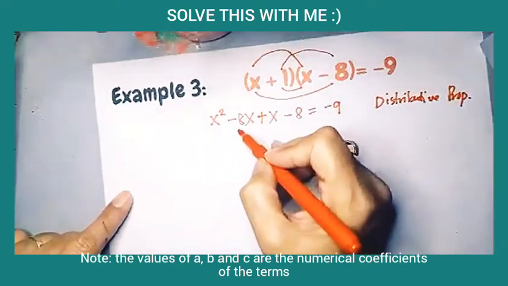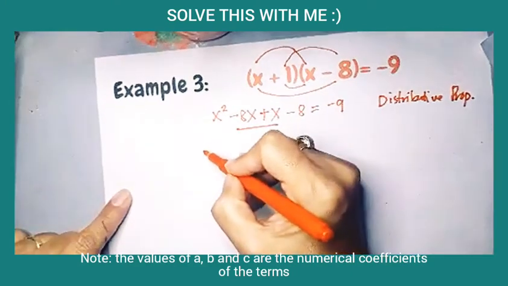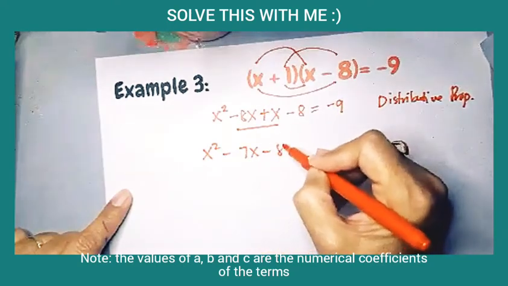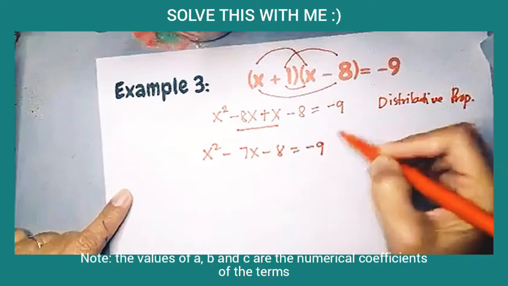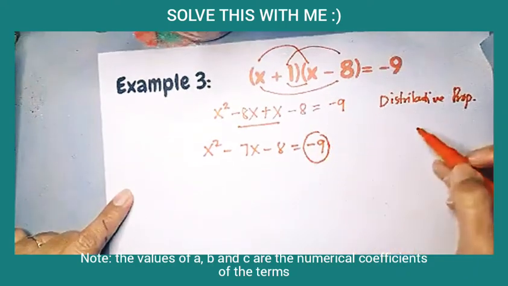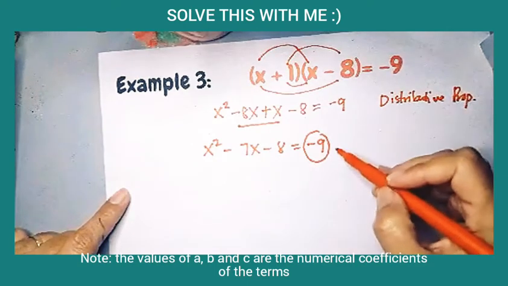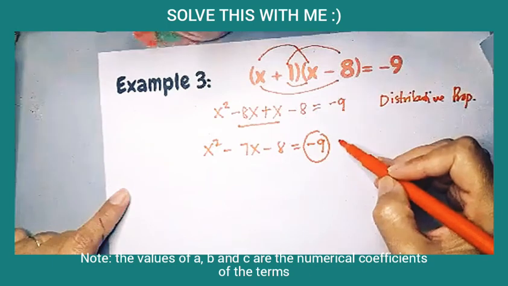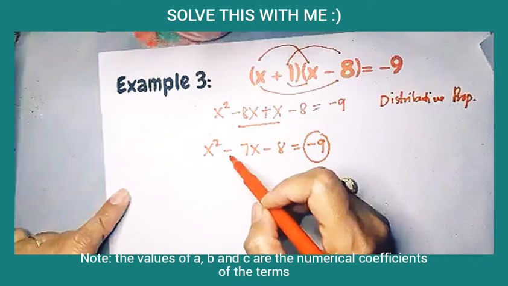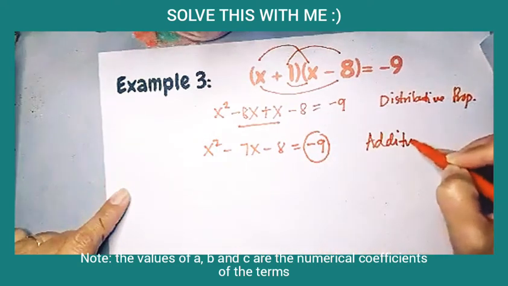Next, we need to combine similar terms. This is x squared minus 7x minus 8 equals negative 9. Now take note that we need to make this negative 9 equal to 0. And we can only do that if we add 9 on this side of the equation and do the same on the other side of the equation. And that is what we call the addition property.